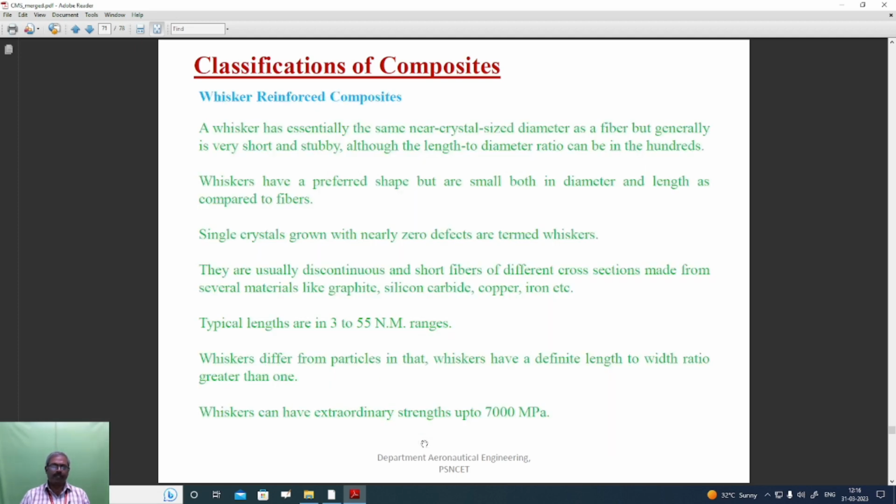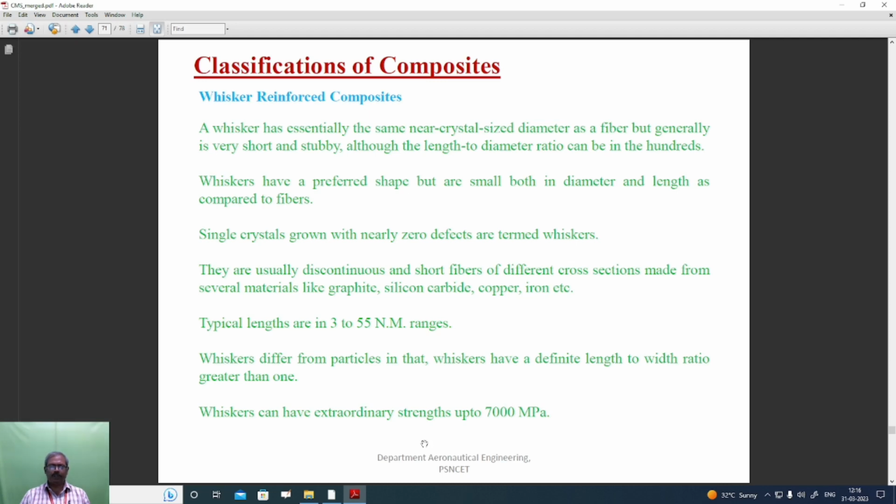Then whisker reinforced composites. A whisker has essentially the same near crystal sized diameter as the fiber, but is generally very short and stiff, although the length to diameter ratio can be in hundreds. Whiskers have preferred shape and are small both in diameter and length as compared to fibers. Single crystals grown with nearly zero defects are termed whiskers.